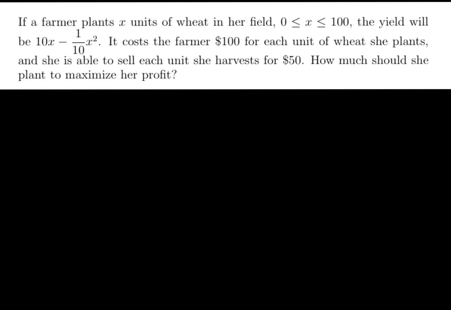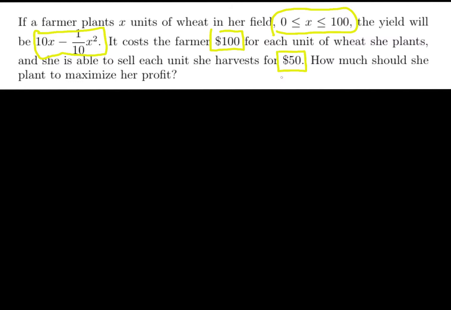So what do we have? We've got a constraint here: x is between 0 and 100. Here's our yield. So for every unit of wheat she plants, she'll be able to produce this much wheat. It costs $100 for each unit she plants, so to plant wheat, it costs $100. That covers the farm equipment, water, fertilizer, and when she takes it to market, she can sell it for $50 a unit.